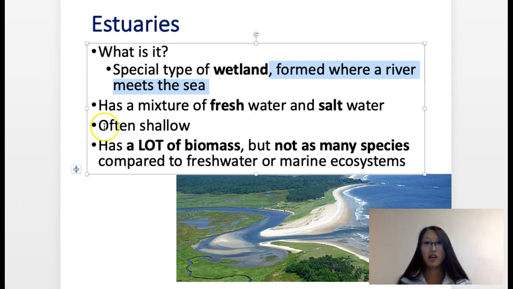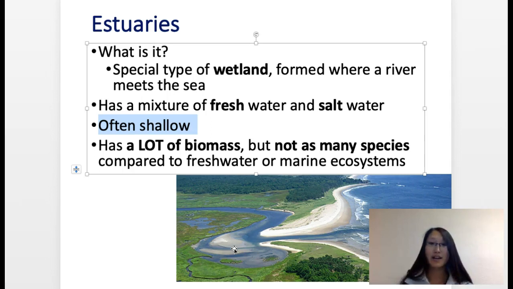Okay, this is often shallow. So if you look right here, this little area right here would be estuaries. And this mixture of fresh water and salt water allows a lot of organisms to live. So the result is there's a very high amount of biomass, and there are a lot of species, but not as many species compared to freshwater and marine ecosystems. But still, it's really important to have estuaries because it does create a pretty big habitat for a lot of living organisms.